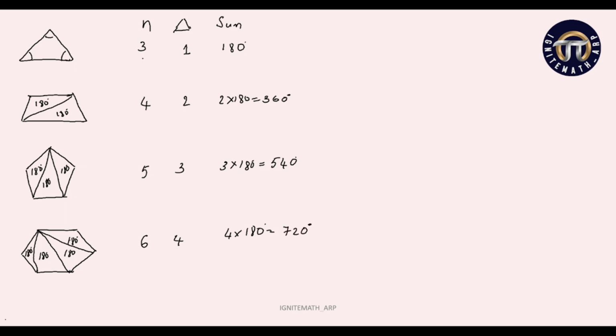See, children, whenever 3 sides are there, one triangle is formed. When 4 sides are there, 2 triangles are formed. 5 sides, 3 triangles are formed. Okay, 6 sides, 4 triangles are formed. Can I say the number of triangles formed over here is 3 minus 2. Number of triangles formed over here is 4 minus 2. Number of triangles formed over here is 5 minus 2. Number of triangles formed over here is 6 minus 2. Clear, children?